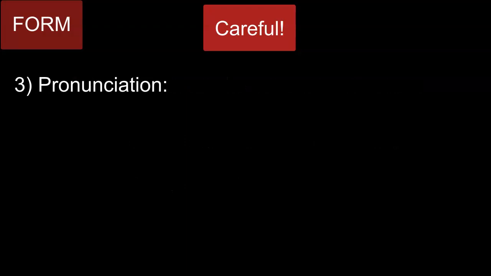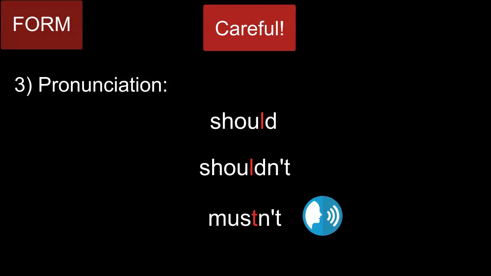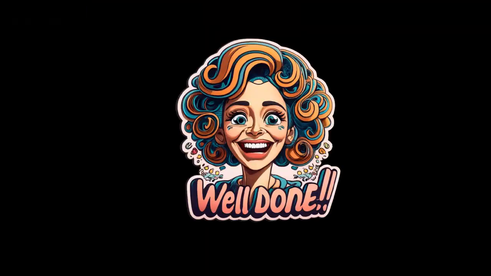Finally, be careful with the pronunciation. Do not pronounce the L in should. Should. The negative is shouldn't. Shouldn't. The pronunciation of must is easy, but in the negative, do not pronounce the first T. It's mustn't, mustn't. Okay, that's everything about the form.